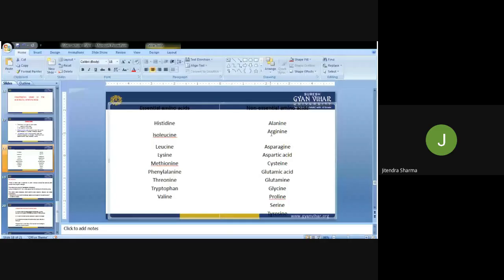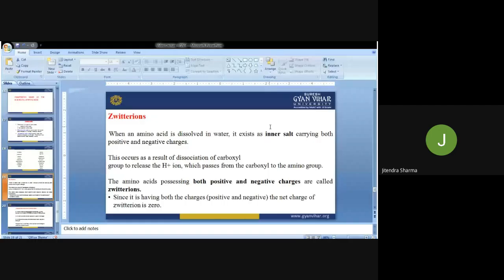We have to think closely about whether an amino acid is essential or non-essential. Now the zwitterion, a very important thing: when an amino acid is dissolved in water, it exists as an inner salt carrying both positive and negative charges. This occurs by dissociation of the carboxyl group to release a hydrogen ion, which passes from the carboxyl group to the amino group. Amino acids possessing both positive and negative charges are called zwitterions.